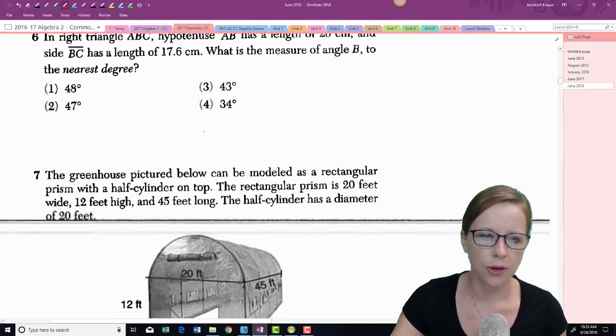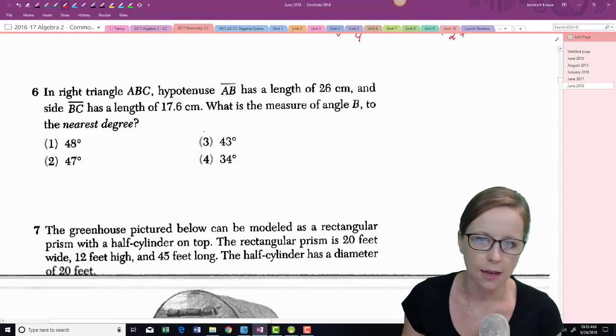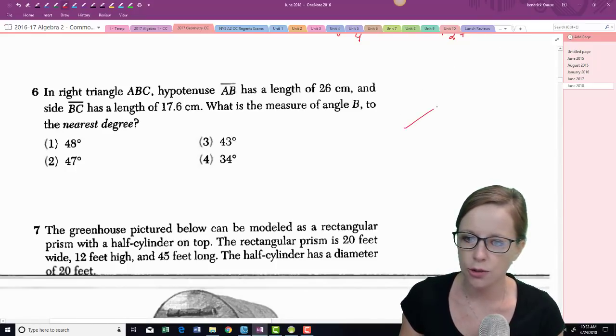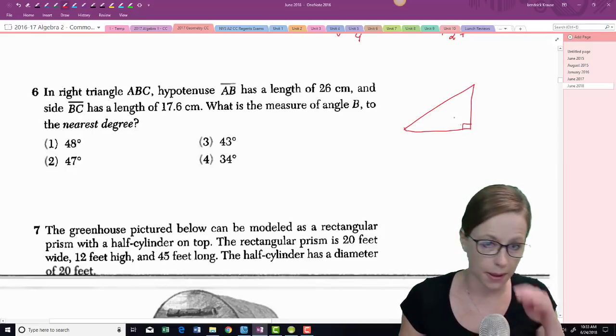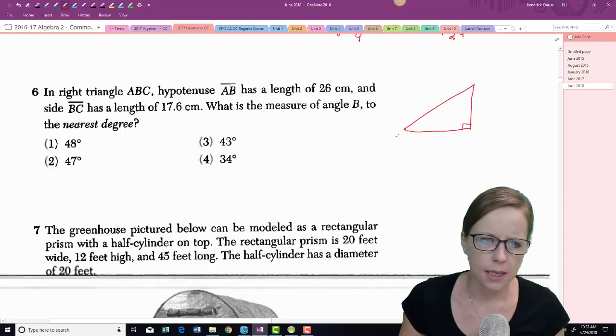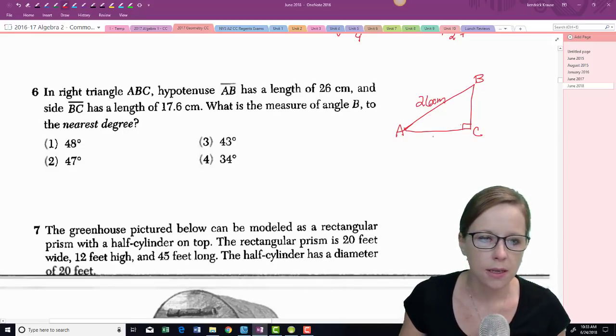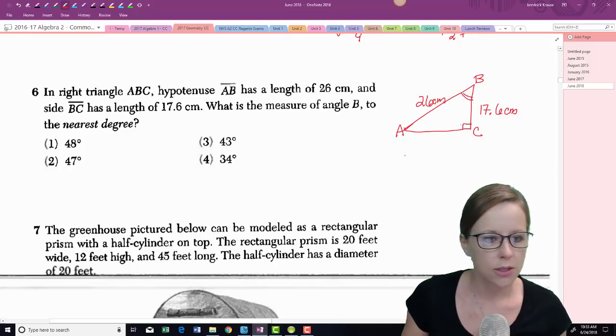All right, so in right triangle ABC, hypotenuse AB has a length of 26, side BC is 17.6. What is the measure of angle B to the nearest degree? So if you didn't draw a triangle, you're doing it wrong. So a right triangle to the best of your abilities. So let's see, hypotenuse is AB, so that means the right angle's at C. The length of 26 centimeters. BC is 17.6 centimeters. We're finding the measure of angle B to the nearest degree.